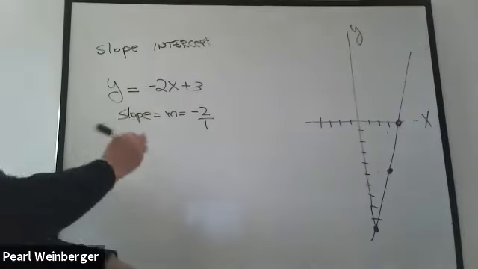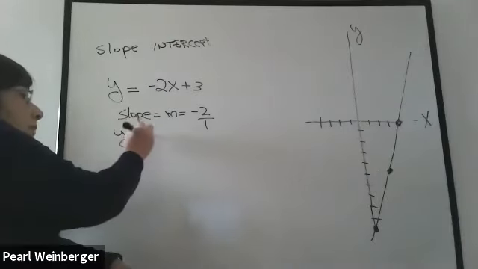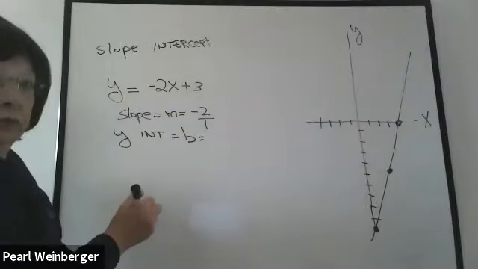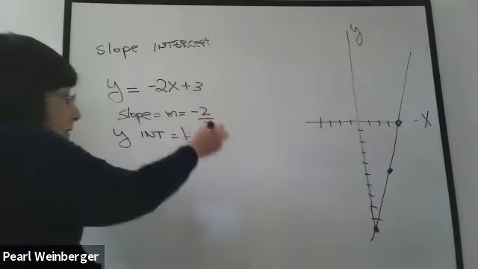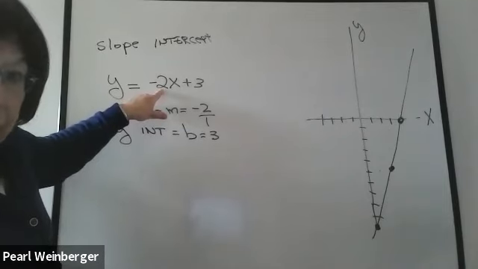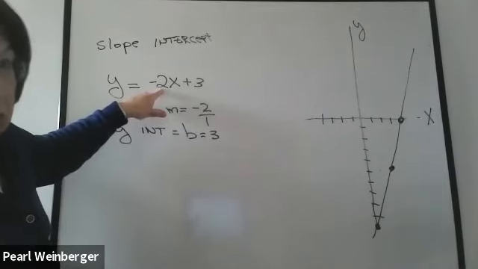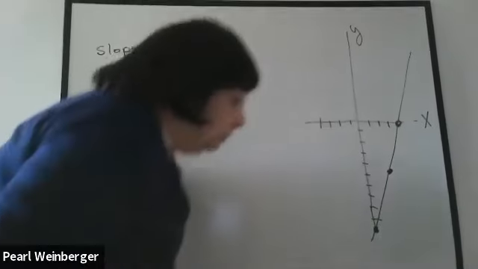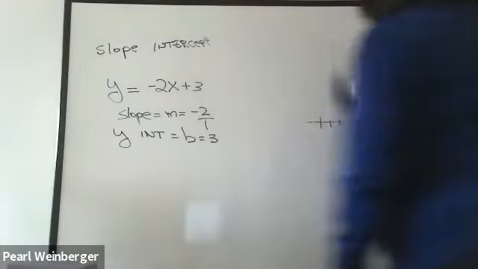Okay, good. The y-intercept, the b, is equal to 3. Okay, so anytime you don't have an actual fraction in front of your x, your coefficient of x is not a fraction, just put it over 1 because you have to have it written as a fraction. Now, how do we graph this?